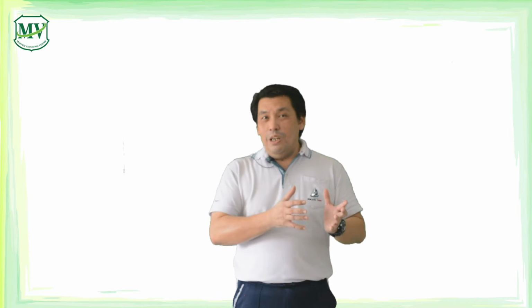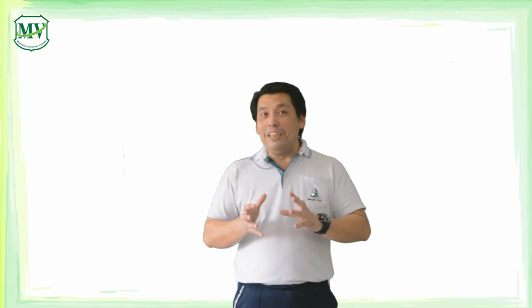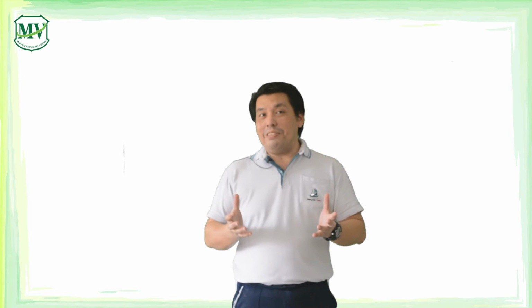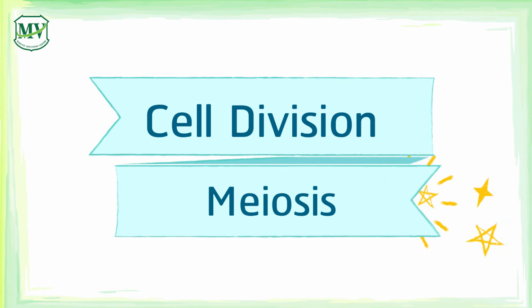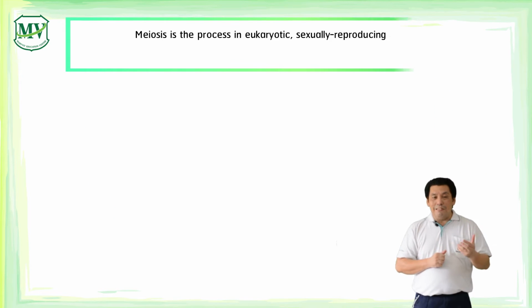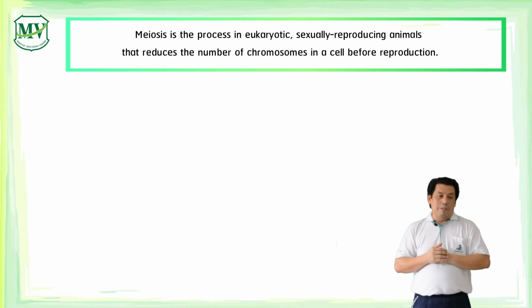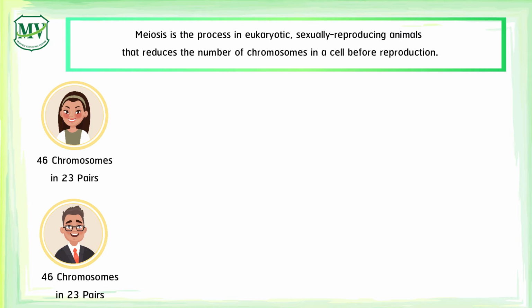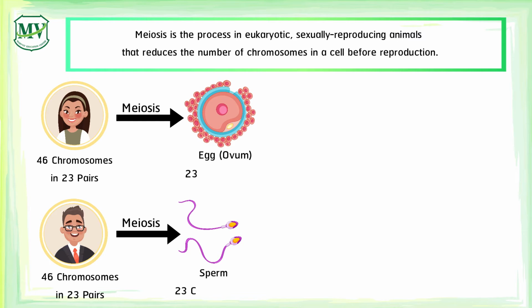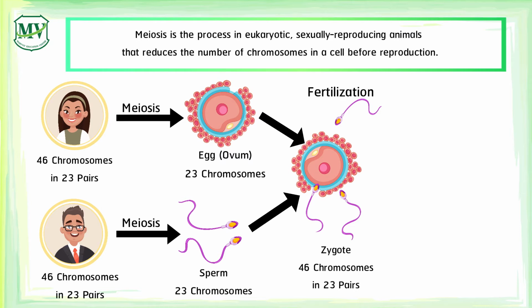In today's lesson, we will be learning part 2 of cell division, which is meiosis. Meiosis is the process in eukaryotic sexually reproducing animals that reduces the number of chromosomes in the cell before reproduction. Now, many organisms package these cells into gametes, such as egg and sperm. The gametes can then meet during reproduction and fuse to create a new zygote.